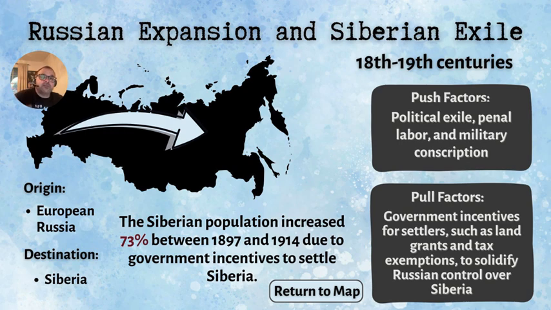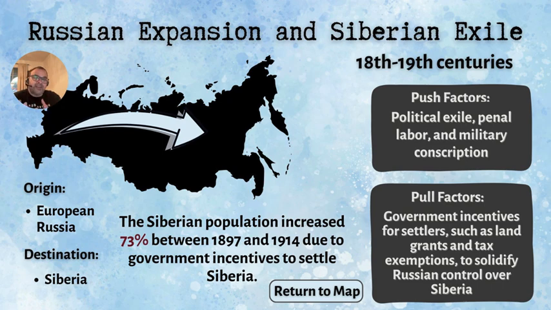And this is a practice that really became more systemic following reforms in the mid 19th century, in the mid 1800s. So again, when we look at push factors, you have political exile, penal labor, military conscription, right? Those are things that made people want to leave. Well, not made them want to leave, but made them leave, right? And then the pull factors, government incentives, land grants, tax exemptions. And the goal here was to incentivize and solidify Russian control over Siberia.